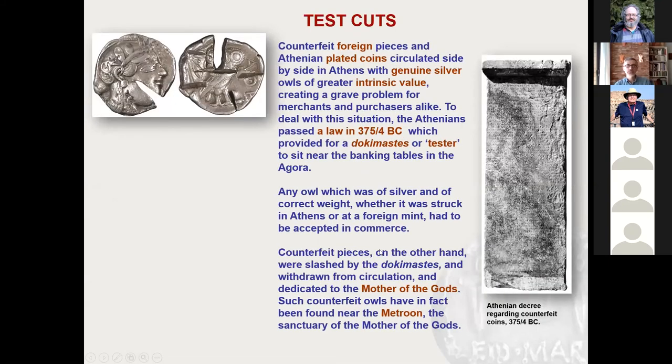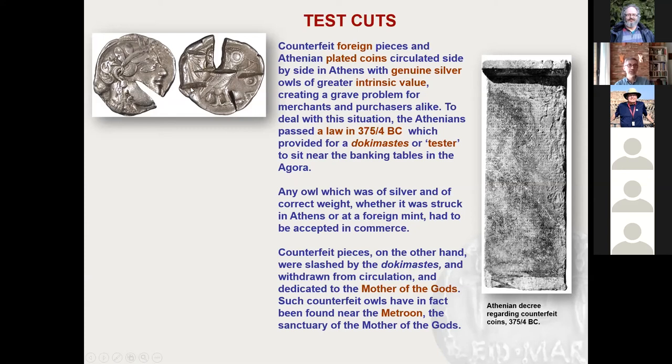There are apparently some inscriptions regarding the test cuts. This is the longest and the most interesting one, and it's from 375-74 BC. And the Athenians simply appointed a dokimastes, or a tester, to sit near the banking tables in the agora. And they were simply chiseling coins for merchants, for people. And if they are good, pure metal coins, they let them circulate.